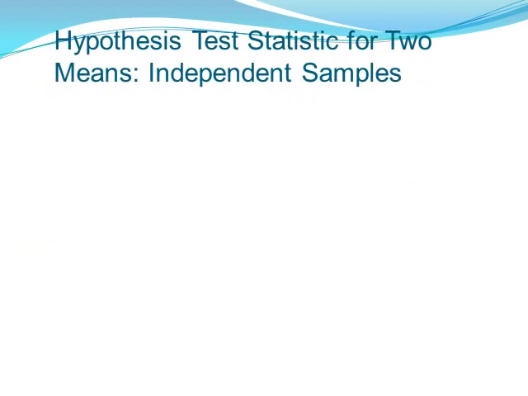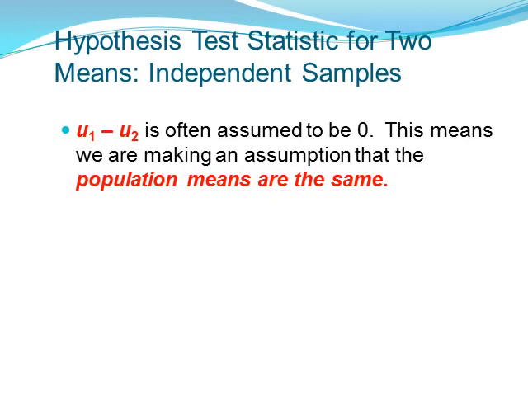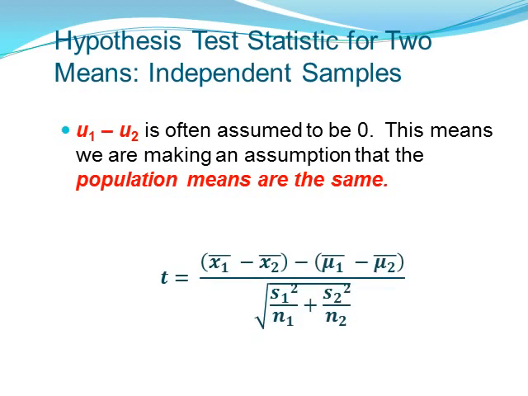Now let's look at the test statistic formula for a hypothesis test involving two means with independent samples. First, we often assume that the difference between both population means is 0. This means we're making an assumption that the population means are the same. Here's our test statistic formula.